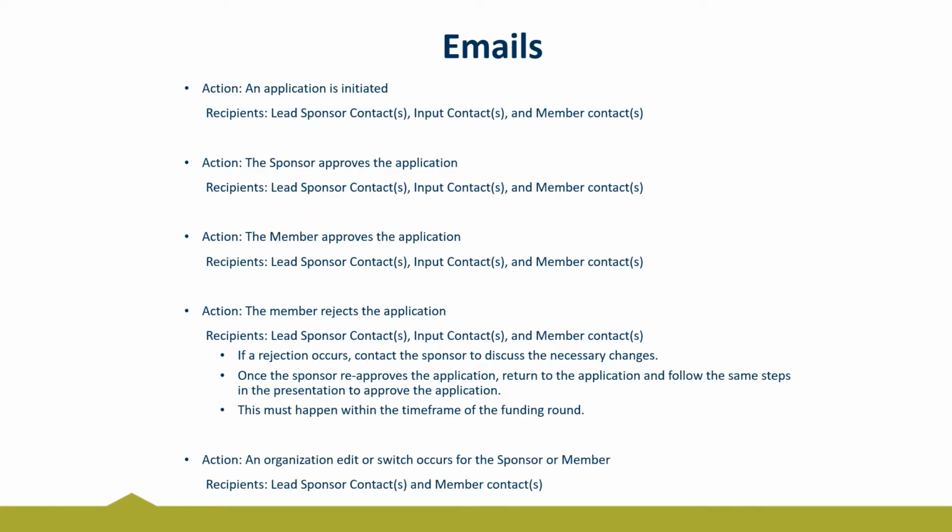This slide includes the automated emails generated for the application. The individuals the sponsor selected when initiating the application will receive the emails. When an application is initiated, the lead sponsor, input, and member contacts will receive an email. This is the same for sponsor approval, and member rejection. If you reject the application, please contact the sponsor to discuss what changes are necessary. After the changes have been made and resubmitted, sign back into the application and review it to be sure the changes made are satisfactory. Once they are, approve the application.